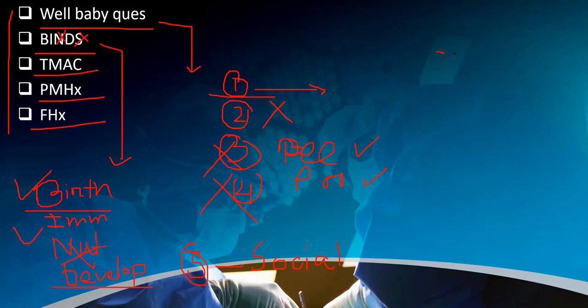Then TMAC. TMAC covers many things, mainly in the case of infectious causes. T for travel history, M for medication, A for allergy, and C for contact history. So: travel history, medication history, allergy history, contact history. Now, for a vomiting cluster, these are not very, very important, but you can ask.